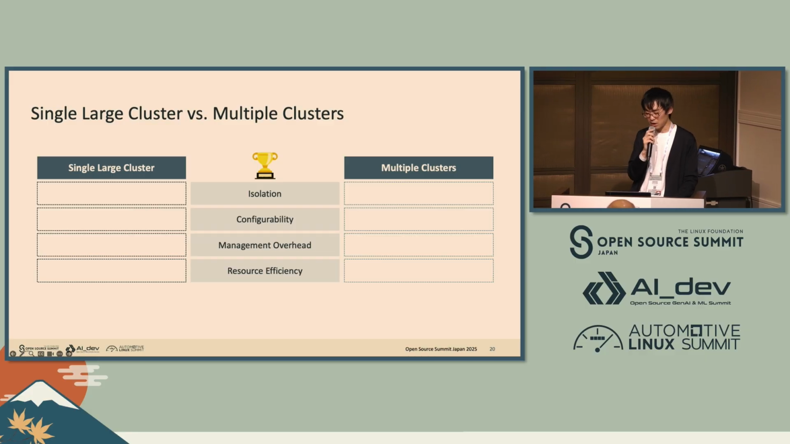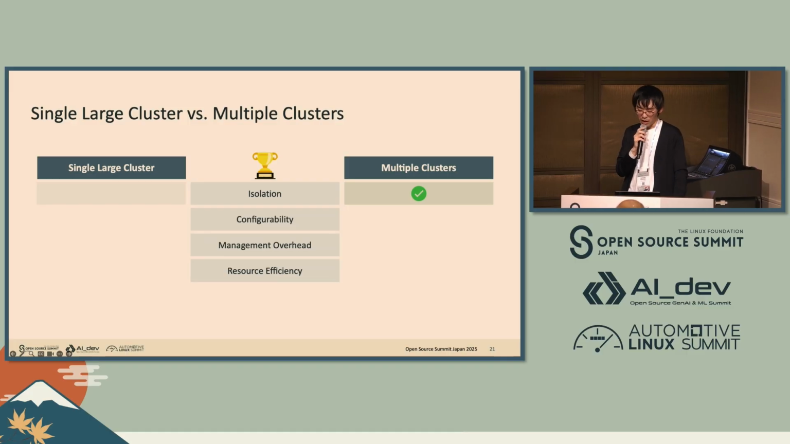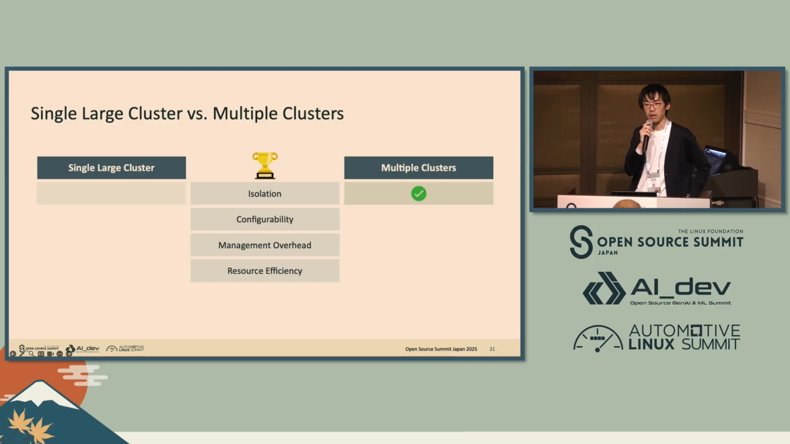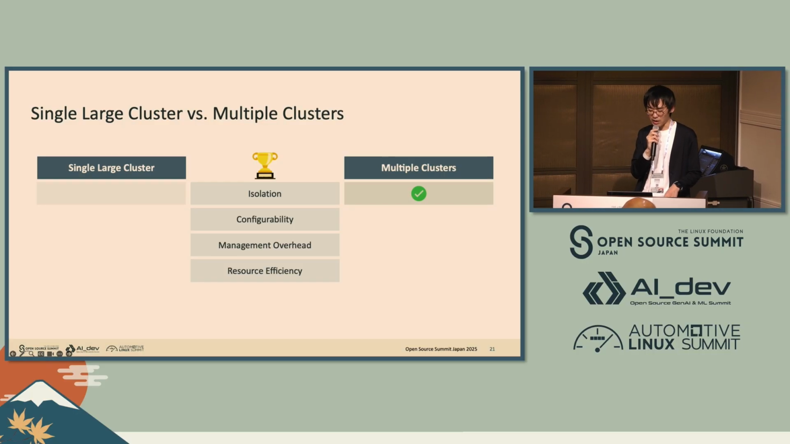So now let's compare the single cluster and the multi-cluster architectures. From an isolation point of view, the multi-cluster model has an advantage because it uses multiple clusters internally, and the system gains natural separation between workloads. And we can use this separation in useful ways. For example, placing certain workloads on dedicated clusters or containing the impact of failures within a single cluster instead of the entire platform.